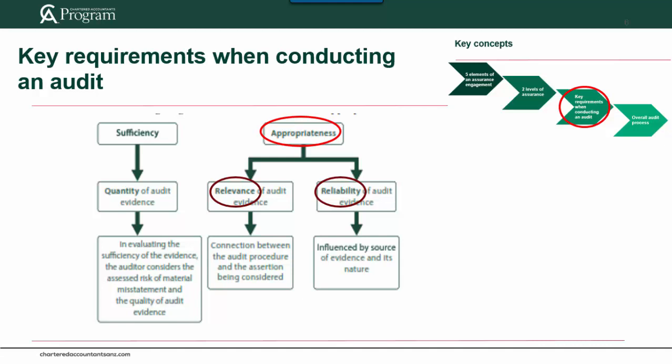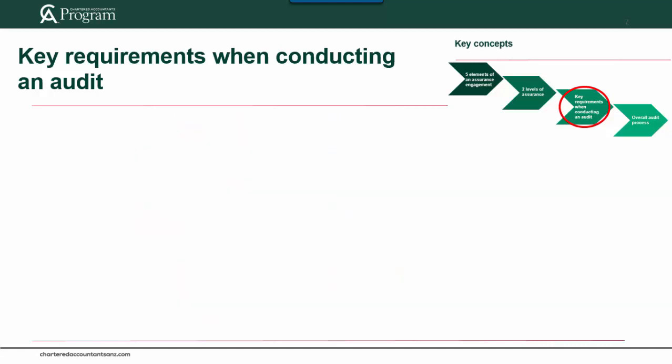Note that the evidence needs to be sufficient and appropriate for the auditor to be able to express an opinion. It would be pointless if the auditor had enough evidence, but it wasn't from a reliable source, and vice versa. Remember that this key requirement when conducting an audit is sufficient and appropriate audit evidence and audit risk. We'll now discuss audit risk.